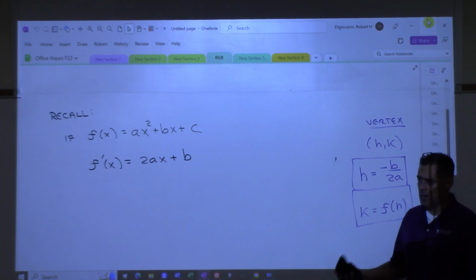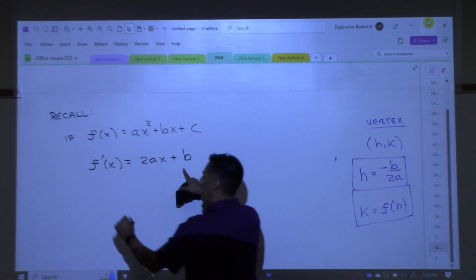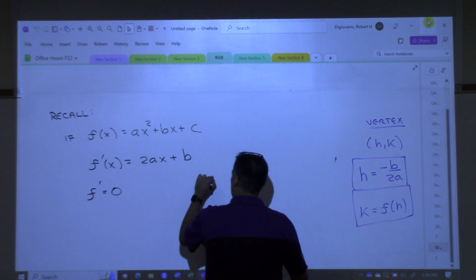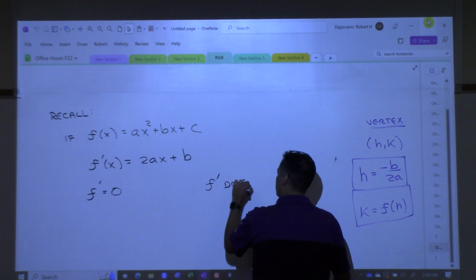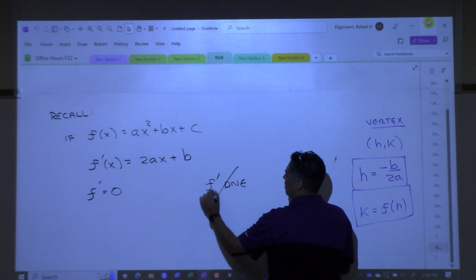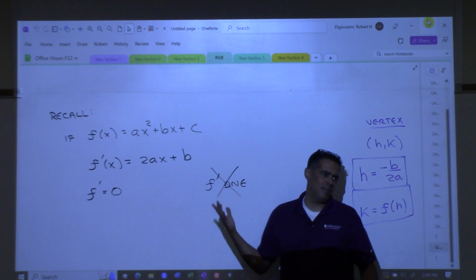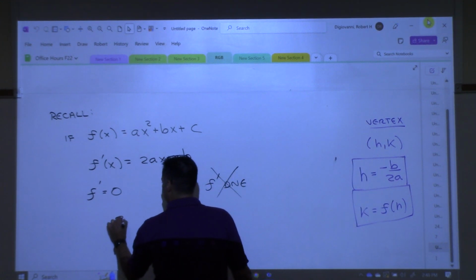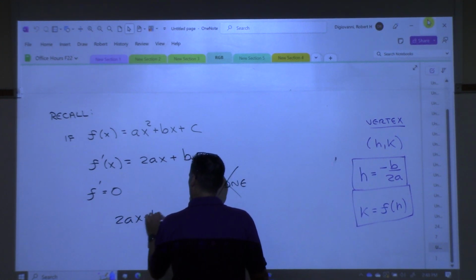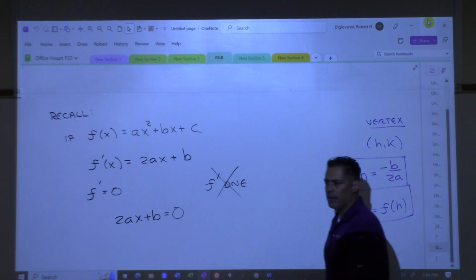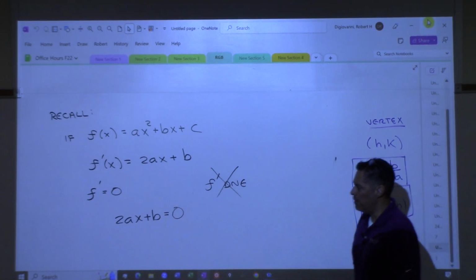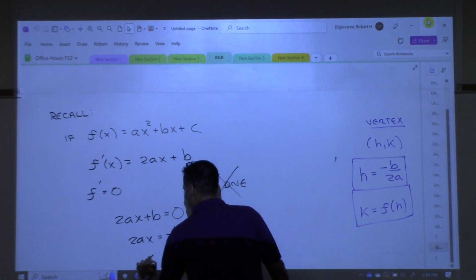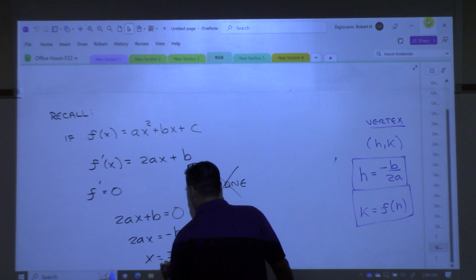And now you'd find the critical numbers. So you take that derivative and you would do what with it? Figure out where it's 0, right? And then figure out where it does not exist. But we don't have to worry about does not exist because that's a polynomial, so it's never going to not exist. But setting it equal to 0, you get what? You're solving for x. What do you get if you solve that for x? Subtract b on both sides and divide by 2a, and you get negative b over 2a, don't you?